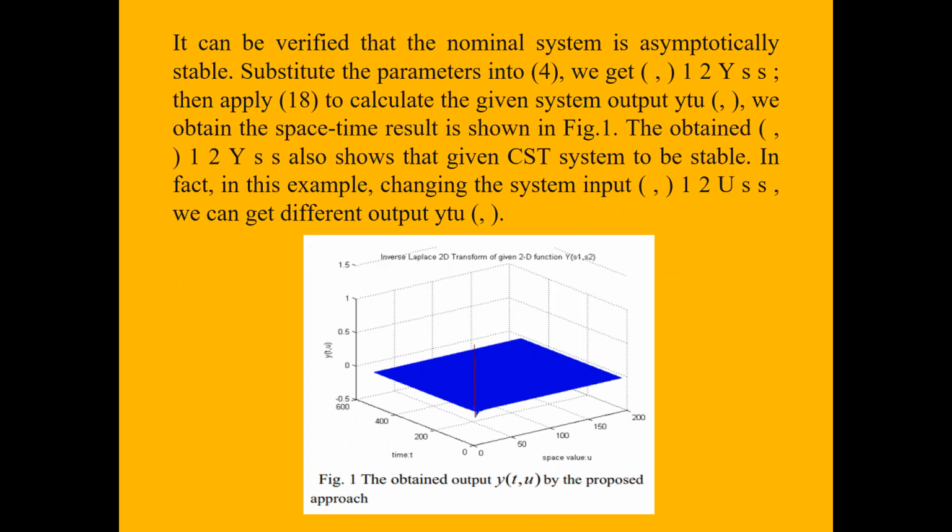Substitute the parameters into the fourth equation and then apply the 18th equation to calculate the given system output. We obtain the space-time result which is shown in figure 1. The obtained result also shows that the given CST system is stable. In fact, in this example, by changing the system unit, we can get a different output.